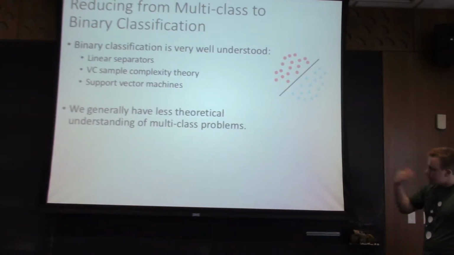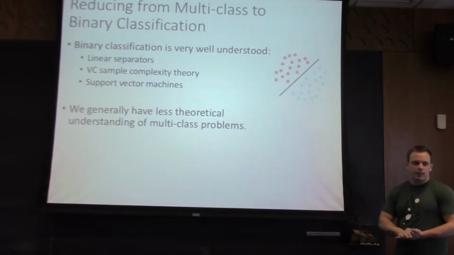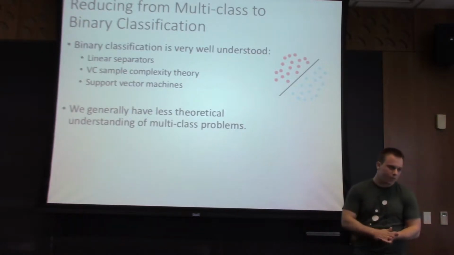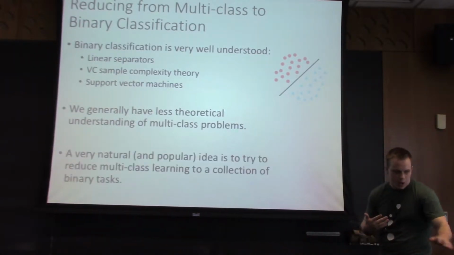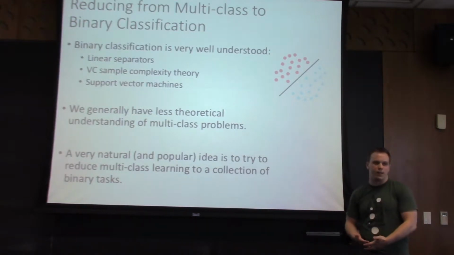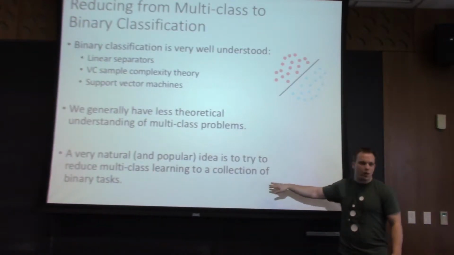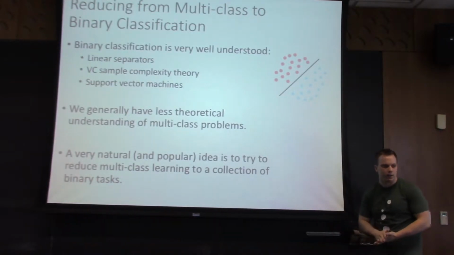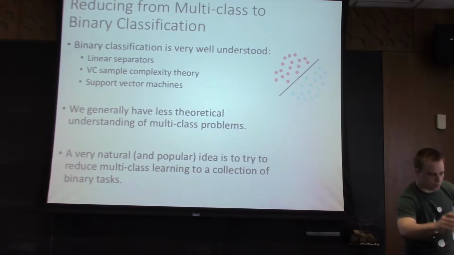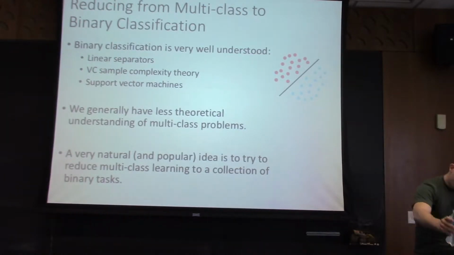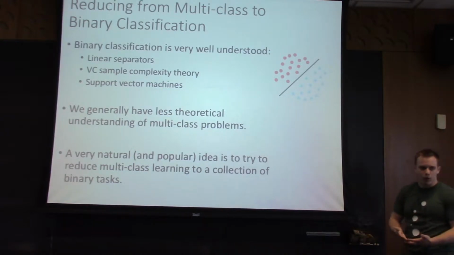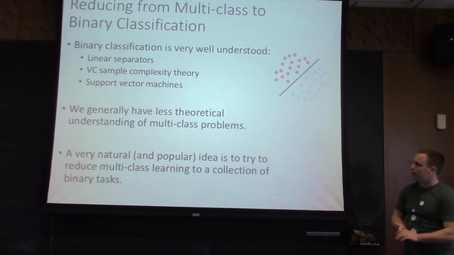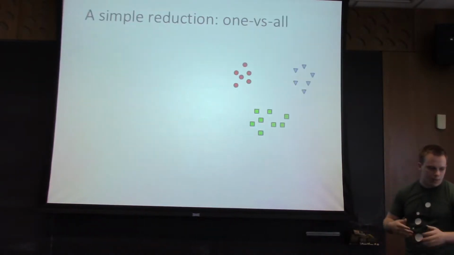Okay? And a lot of these ideas do generalize to the multi-class case, but sometimes it's not quite as clean. Things are not quite as well understood. And so a really natural and popular approach when you have a multi-class problem is to try to reduce it to a collection of binary tasks. Because if you can do this, then you can take advantage of all of our good understanding of the binary setting. And so output codes are a technique for doing this kind of reduction from multi-class learning to a collection of binary tasks. But before we talk about it, maybe we can do a warm-up.